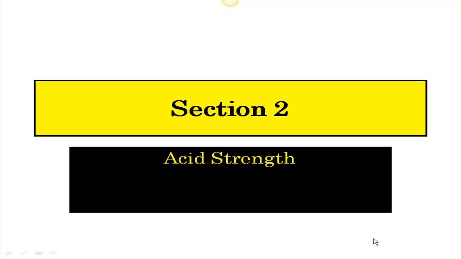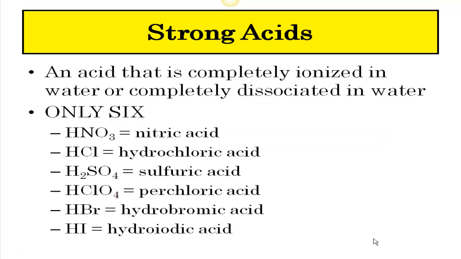We're going to start section 2, which talks about acid strength. We're going to start off, first of all, talking about just strong acids in general. What makes a strong acid? First of all, of course, it has to start with an H, but also, in order for it to be a strong acid, it has to completely dissociate in a solution. There are only actually 6 acids that completely dissociate in solution.